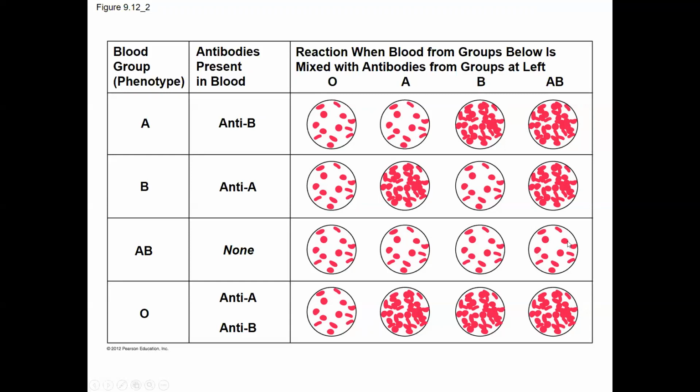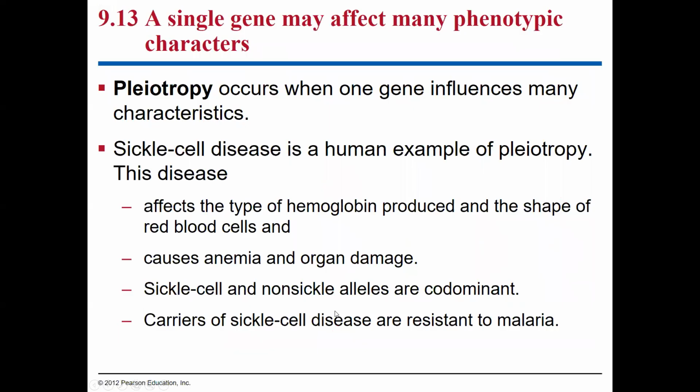So type AB is called the universal receptor. If you have type AB blood, you can receive blood from anyone, which is actually a very good thing if you ever needed blood. Type O, though, has both the anti-A and anti-B antibodies, meaning they can only receive type O blood. Because type O is recessive, they can only receive type O blood. So type O is called the universal donor, meaning they can donate blood to anyone, but they can only get type O back for themselves.